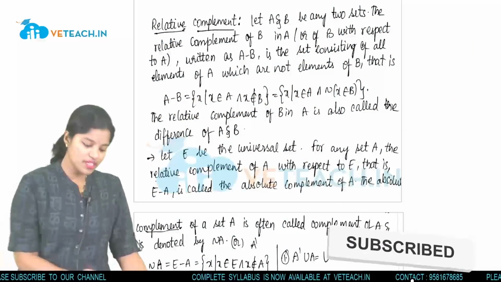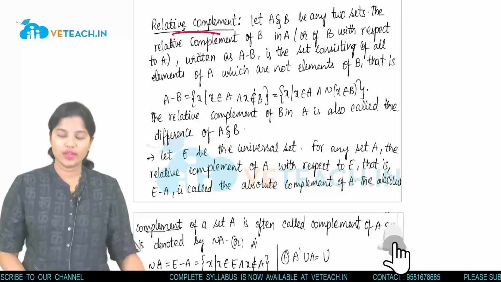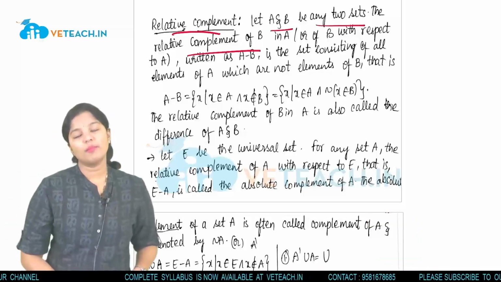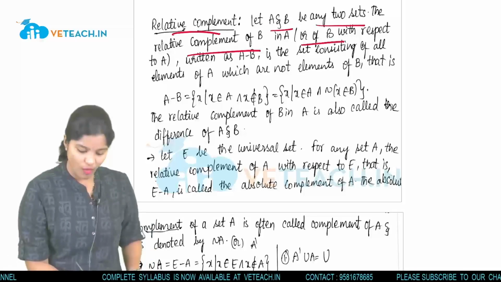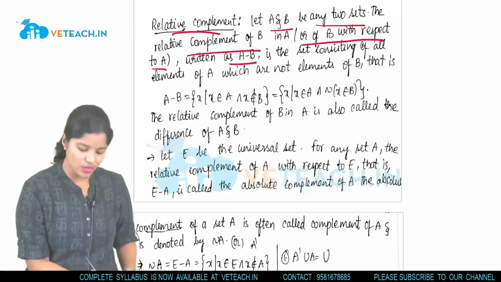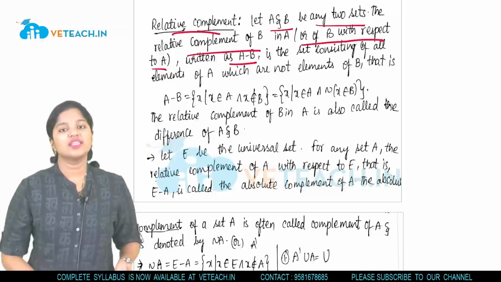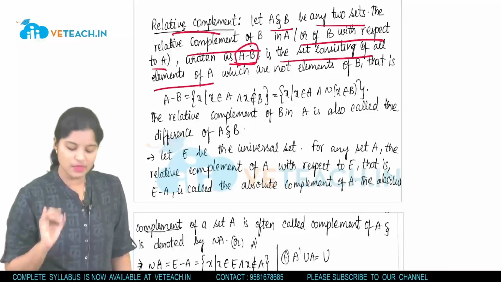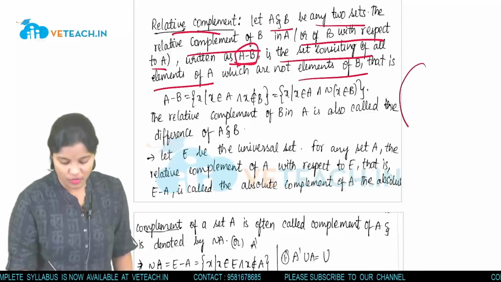Now we will see what is meant by relative complement. Let A and B be any two sets. The relative complement of B in A, or B with respect to A, is known as A minus B. That is nothing but the difference between two sets. It is the set containing all elements of A and not the elements of B.